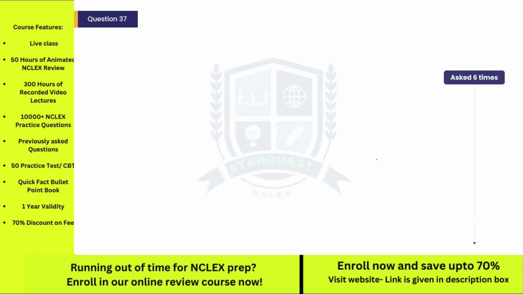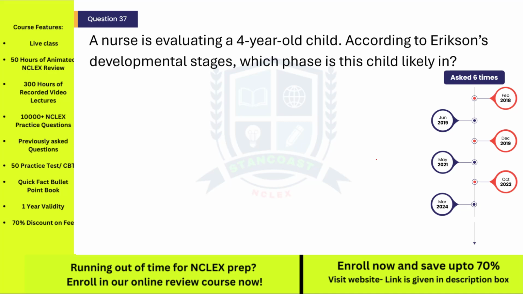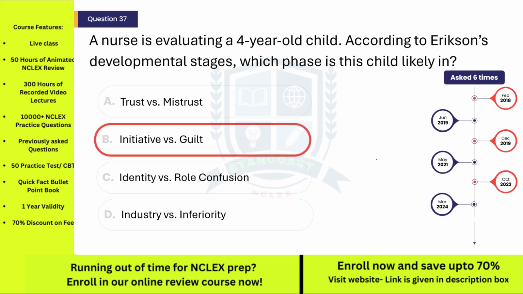This Erickson developmental stage-related question has been asked 6 times over the last 5 years, so there's a strong chance it will come up in the exam. A nurse is evaluating a 4-year-old child. According to Erickson's developmental stages, which phase is this child likely in? A. Trust versus mistrust. B. Initiative versus guilt. C. Identity versus role confusion. D. Industry versus inferiority. The correct answer is B.